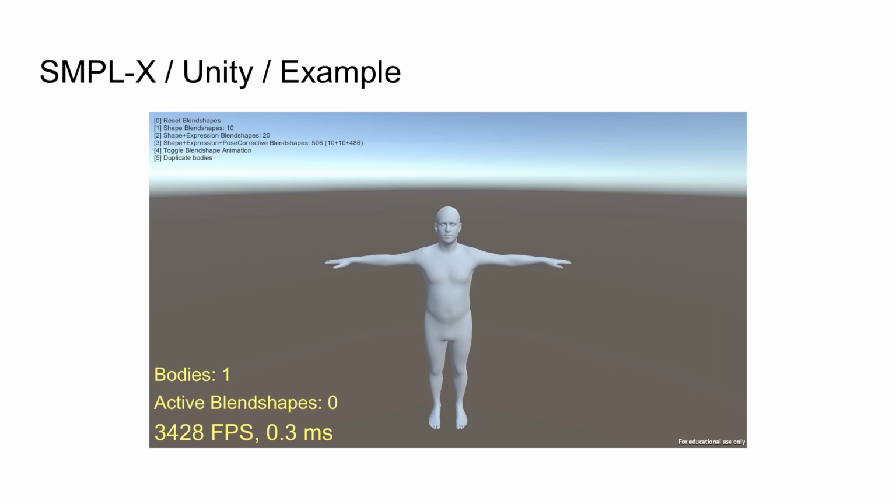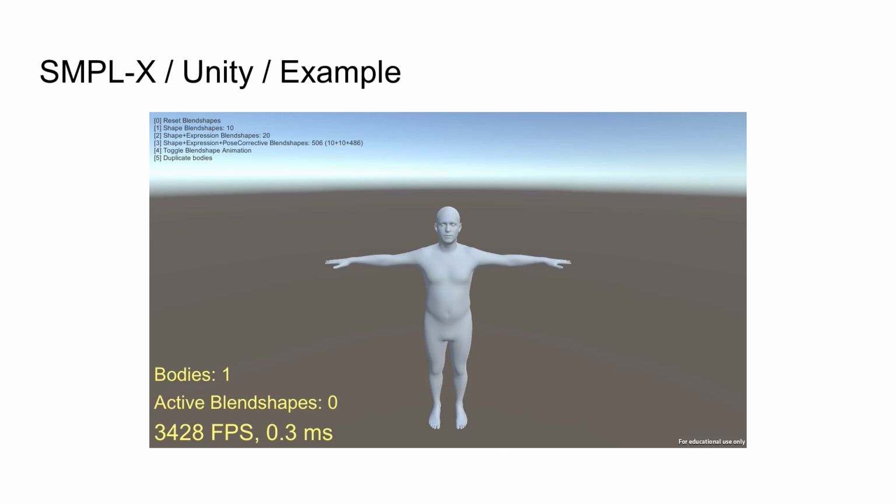We first activate all 10 body blend shapes by setting their weights to a non-zero value. Then we activate all blend shapes for the facial expression. Finally, we activate all 486 pose-corrective blend shapes. We then animate all 506 blend shape weights over time to prevent the engine from doing any optimizations through data caching. Please note that this example is not trying to produce realistic bodies by setting proper blend shape weights. The goal is to measure the effect of the active blend shapes.